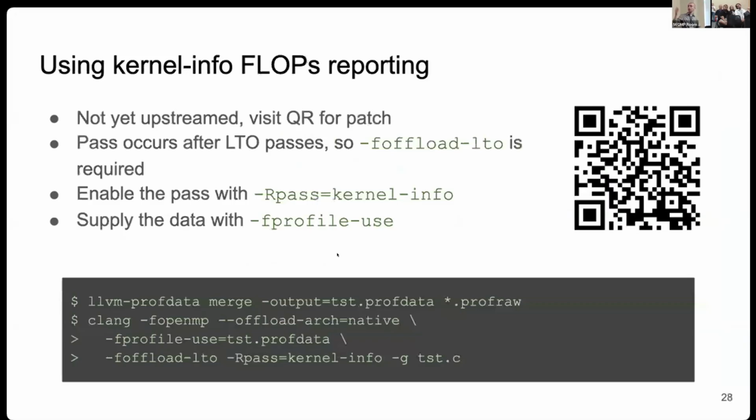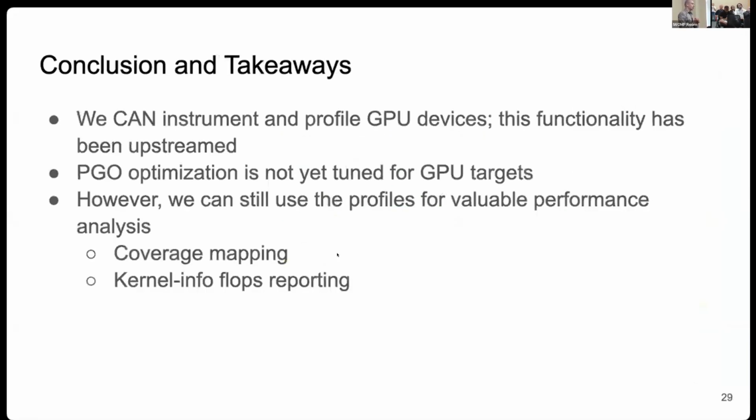So these are the kernel info changes. They haven't been upstreamed yet, but you can find the pull request on this particular QR code. You're going to need -foffload-lto, -Rpass=kernel-info, and -fprofile-use to run it. Here's an example invocation. Now let's go to conclusions.